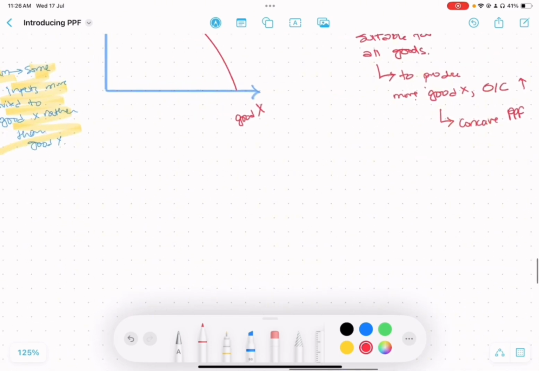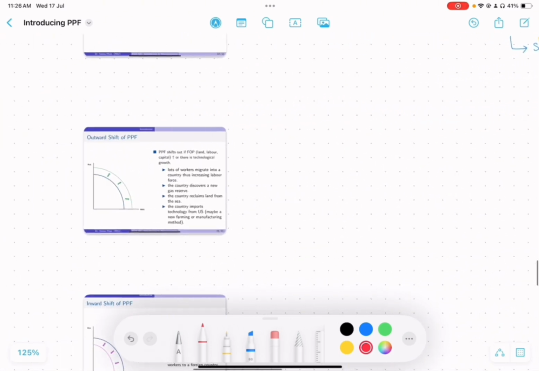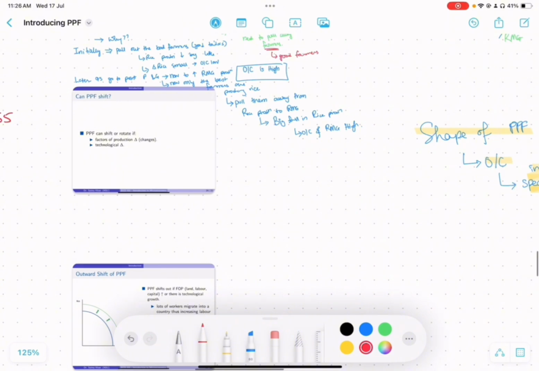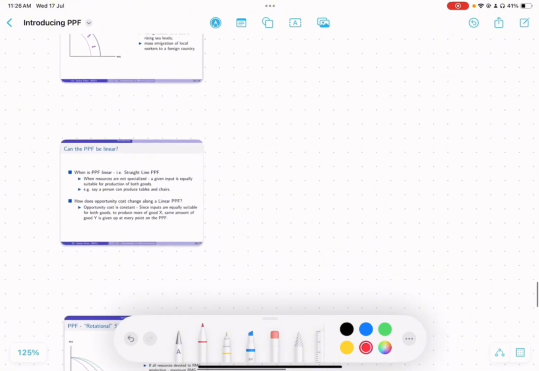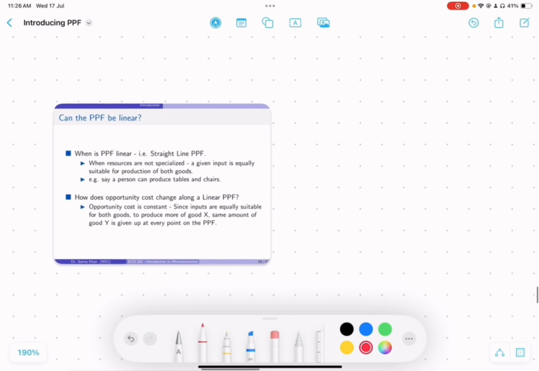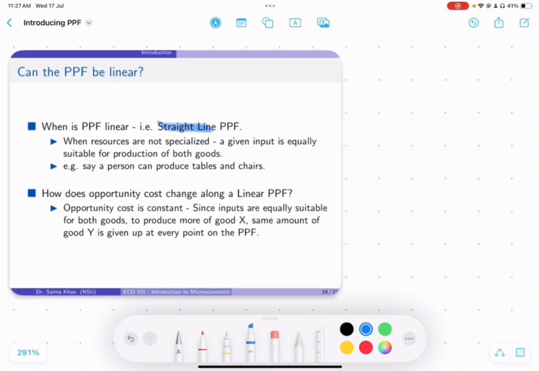So let's go back to our slide and see how we discussed this. All right, so this is a discussion here. Can the PPF be linear? All right, linear or straight line PPF. When can it be linear? Well, what I just told you, when resources are not specialized. That means an input is equally suitable for production of both goods. Think of a carpenter. He's equally good at producing tables and chairs.